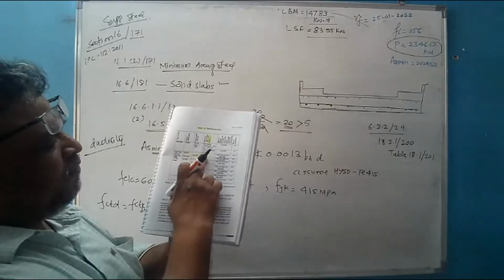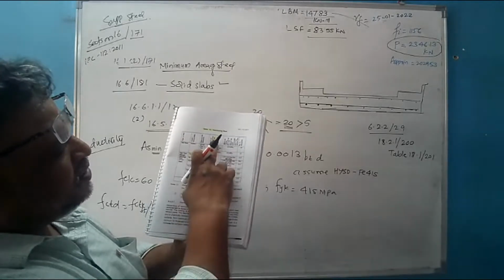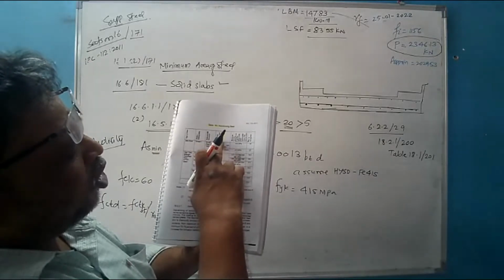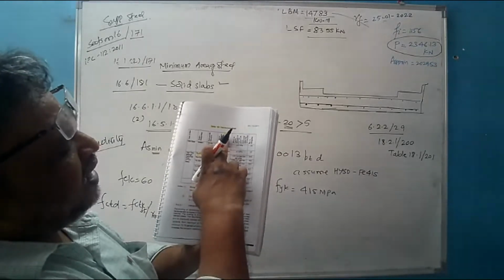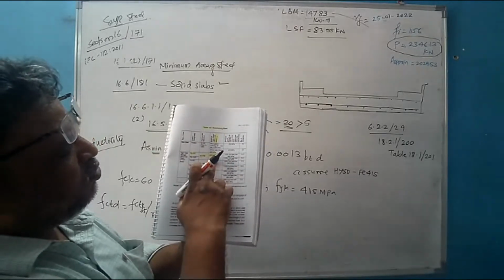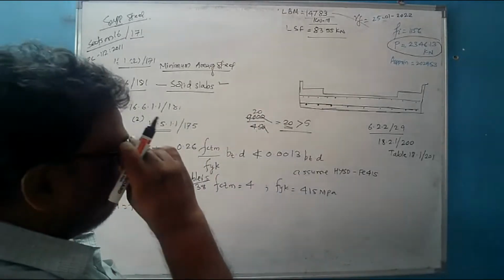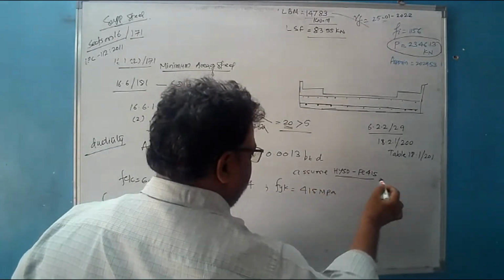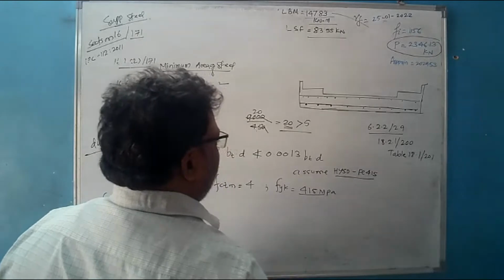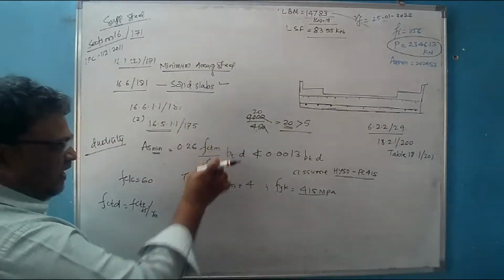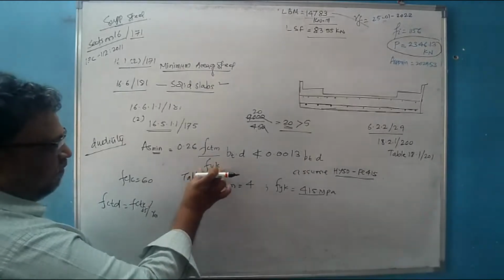If it is Fe415, then what values are to be considered? This is fyk. See here, minimum yield stress or 0.2% proof stress, that is fyk. If it is Fe415, that is to be considered equal to 415. That's why, assume we are using HYSD with Fe415, so the value of fyk is equal to 415. So we have got the value of fctm. We have got the value of fyk.